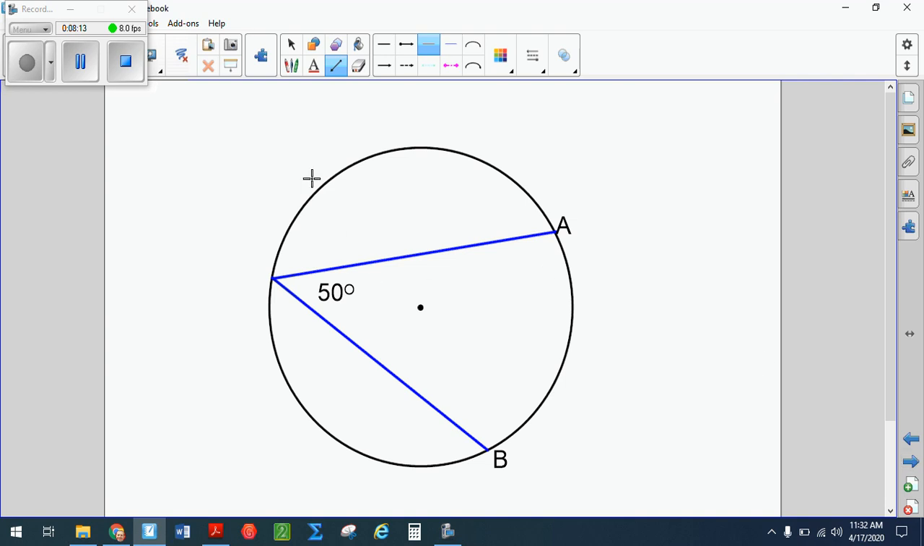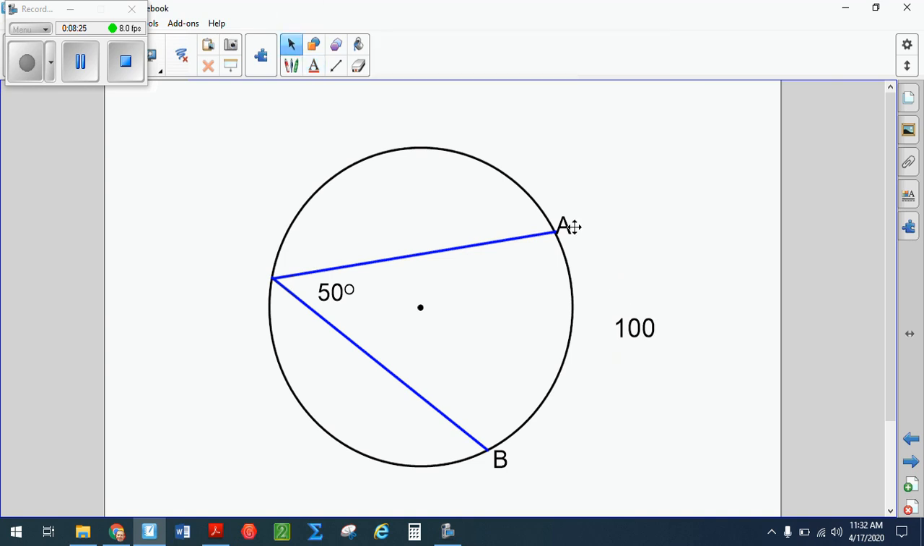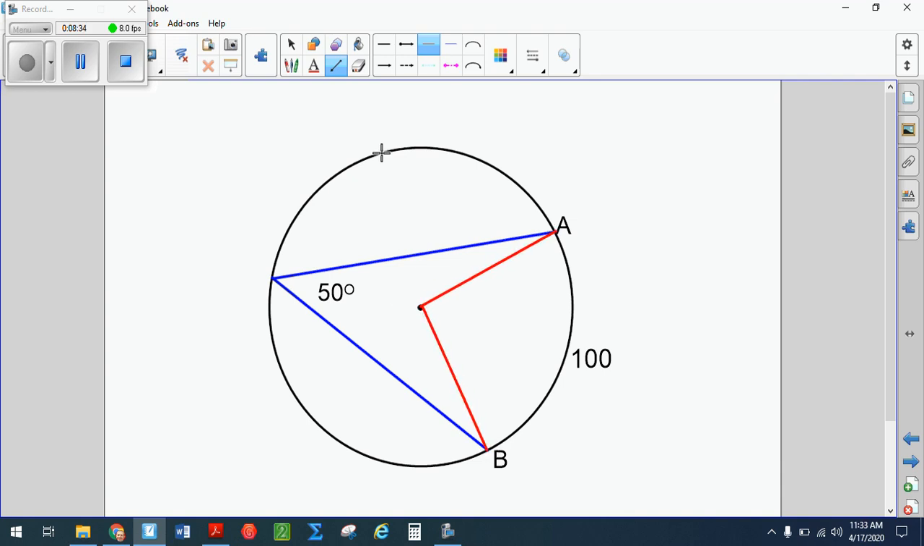Okay, so here's a 50-degree angle. This is an inscribed angle. That means that the measure of my arc is going to be double that, or 100 degrees. That also means that if I drew a central angle here, the measure of the central angle would also be 100 degrees. The measure of the inscribed angle is always half.